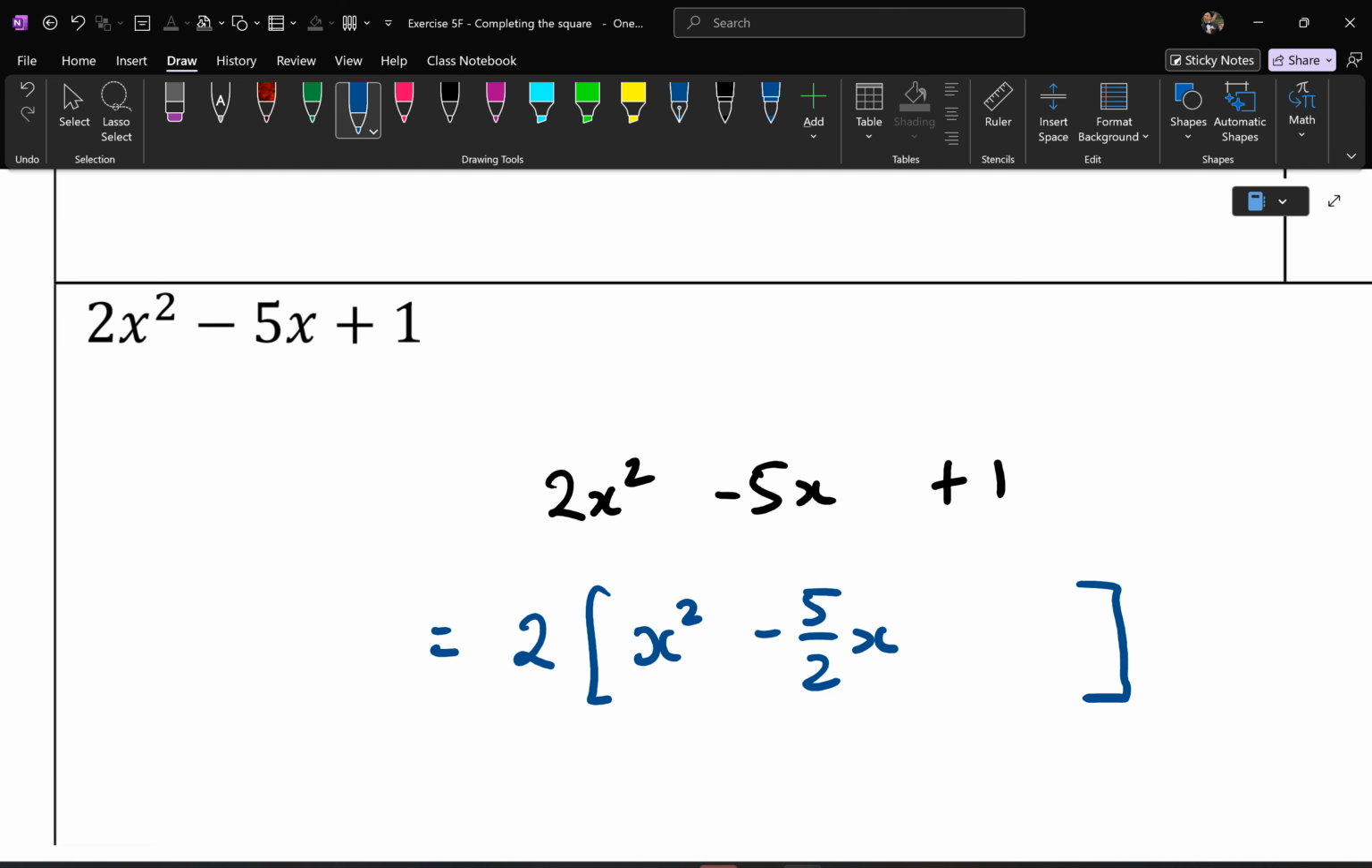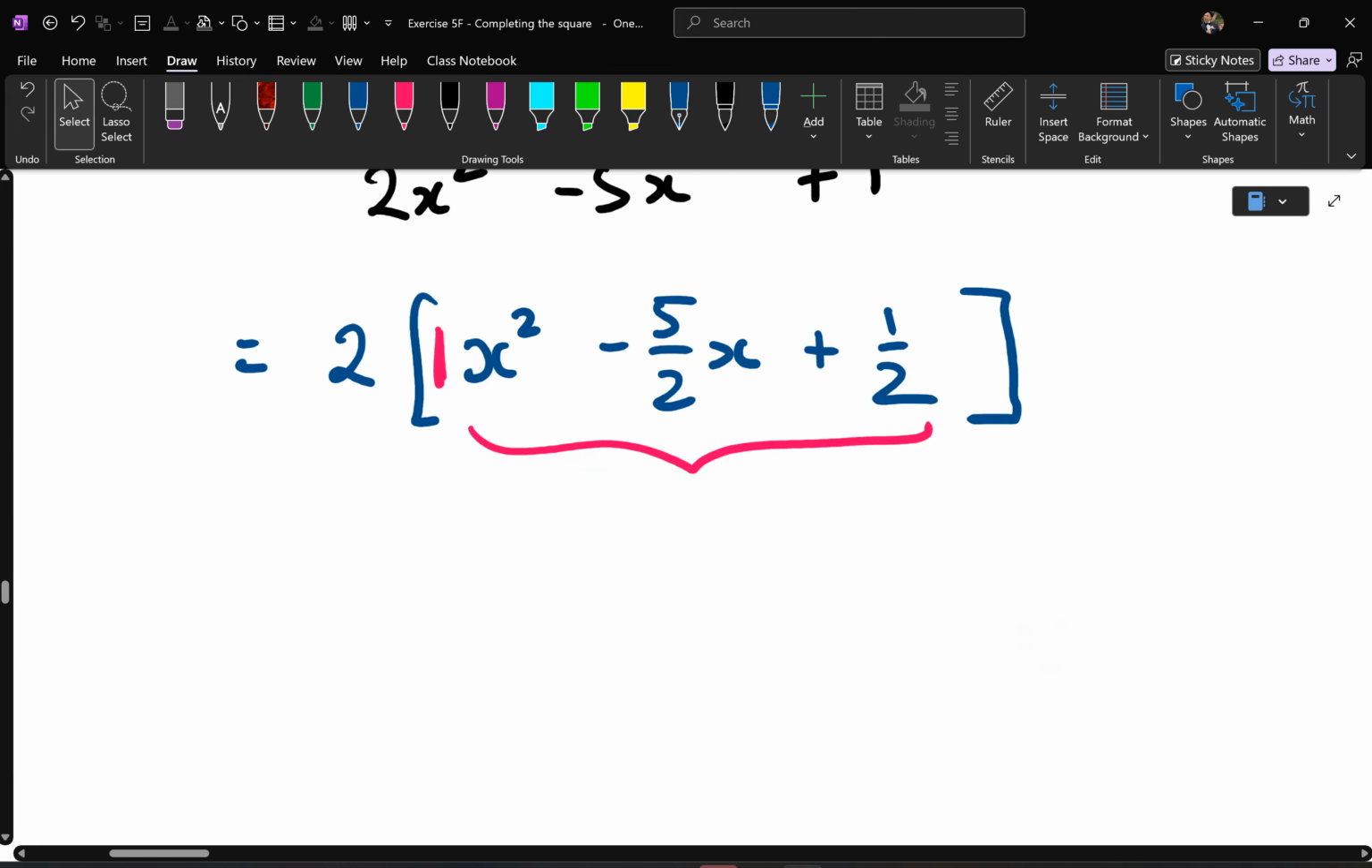And that's what I mean. So you have to be comfortable with fractions here. 2 times what will give you 1? 1/2. Now, notice here inside the brackets, the coefficient of x squared is 1. Now you can complete the square. So this is a bit more of a nasty one.